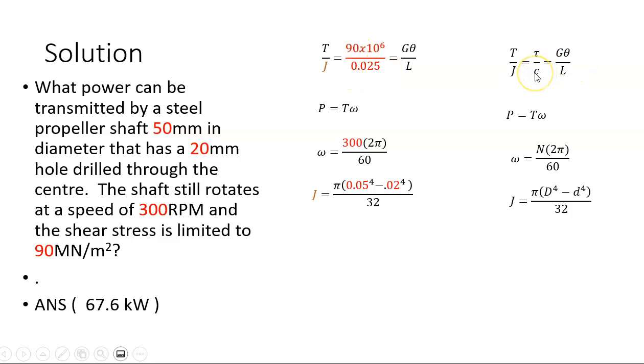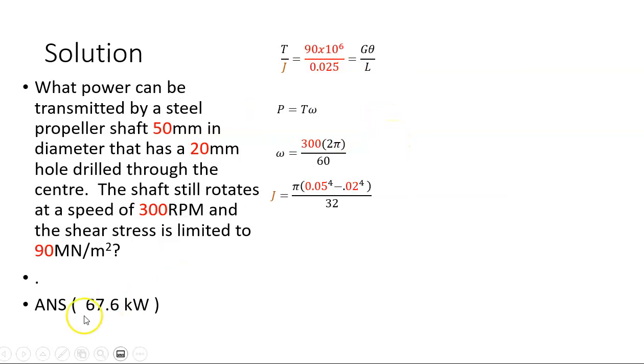C here is the radius of the shaft, and the radius you use is the outside radius. So the shaft has an outside diameter of 50 millimeters, so the radius then is 25 millimeters. So that's 0.025 meters. Okay, let's put those values into our calculator and see how we get on.